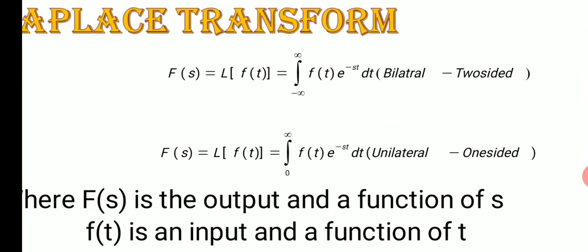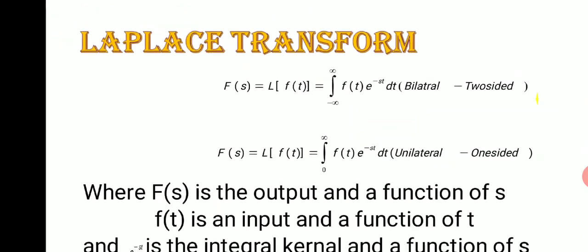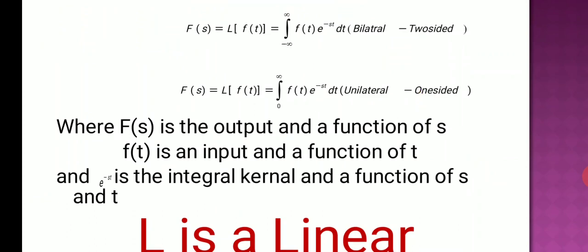The next one is capital F of s equal to L of f of t, which is equal to the integral from 0 to infinity of f of t e power minus st dt. This is the unilateral or one-sided form. Mostly we are using that one. F of s is equal to L of f of t. It is a transformation.